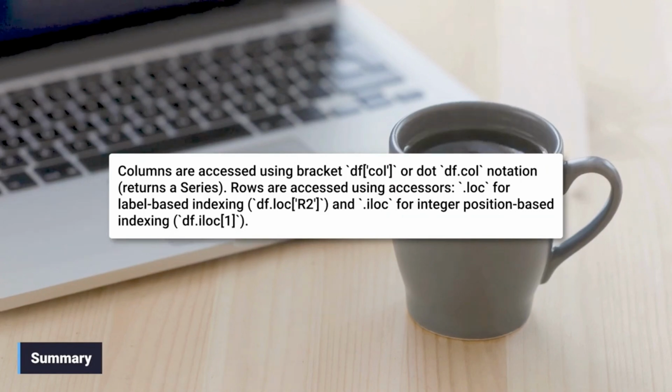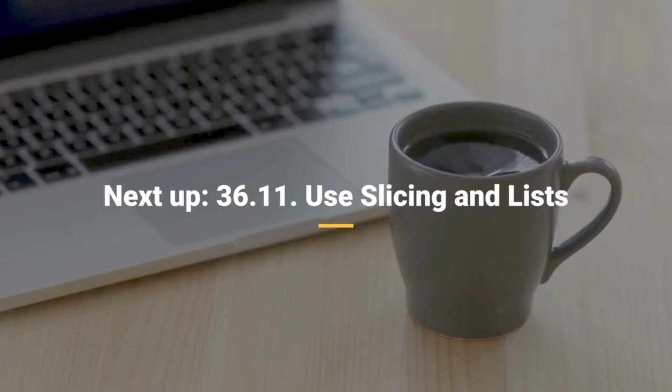To summarize, always use .loc or .iloc for rows, and square brackets for columns. Our next lecture, 36.11, Use Slicing and Lists. See you there.